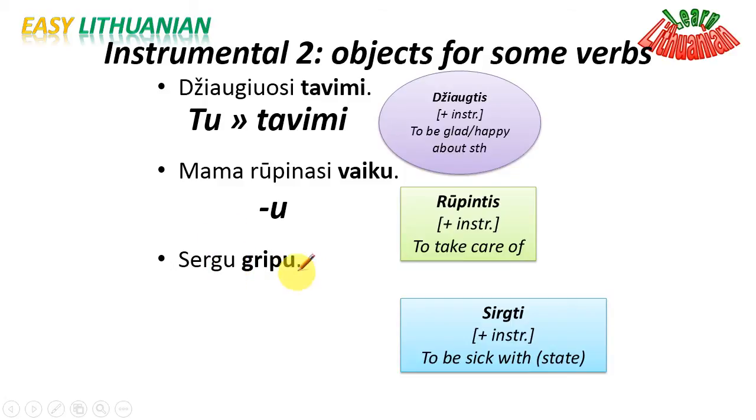I'm sick with flu. Sirgti, to be sick. Sergu, I'm sick. Sergu gripu, I'm sick with flu. So again, it's like a state. You see that almost always you can understand and grab the meaning of instrumental. It's like a state or an instrument, and with most verbs you can get the sense of this literal translation of the usage of instrumental. So gripas turns to gripu.